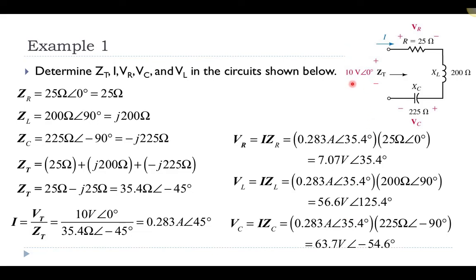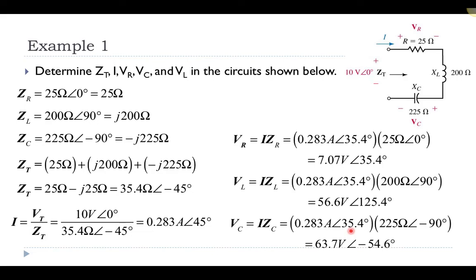So let's just look at the numbers out front, right? So I have this supply, or the input voltage is 10 volts. And the output voltage for the resistor is around 7, but the inductor is 56. It's much larger than 10, as is the voltage across the capacitor. It's 63.7. So you might be wondering, how is it possible that I can get a larger voltage across the components than the voltage that I have that's being input?